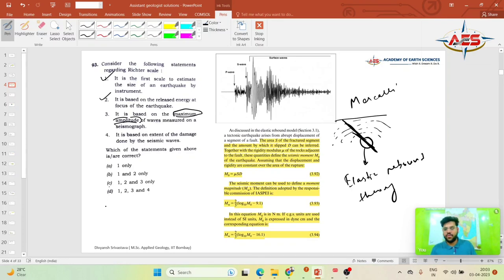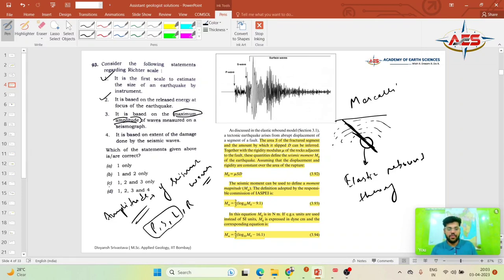Okay, we know that magnitude is nothing but the amplitude of seismic waves, which are P waves, S waves, Love waves, and Rayleigh waves are also there. These three are very important. Okay, primary waves, secondary waves, and Love waves.